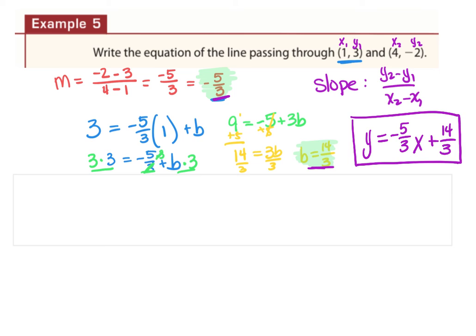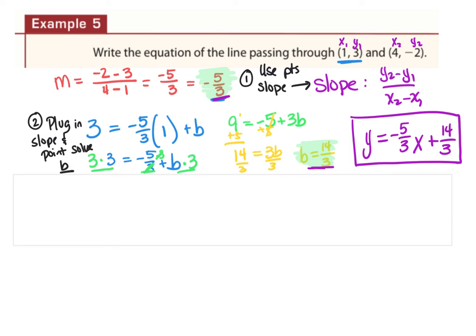So if you're looking at steps on how to do this, right? Your first step is to use your points to solve for slope with your slope formula, okay? Then you're going to plug in your slope and a point to solve for your y-intercept, your b. And then your last thing is to just plug it into your slope-intercept form. Okay, so we're going to do that with the next one. It's a little bit different though, okay? So let's look at the next one.